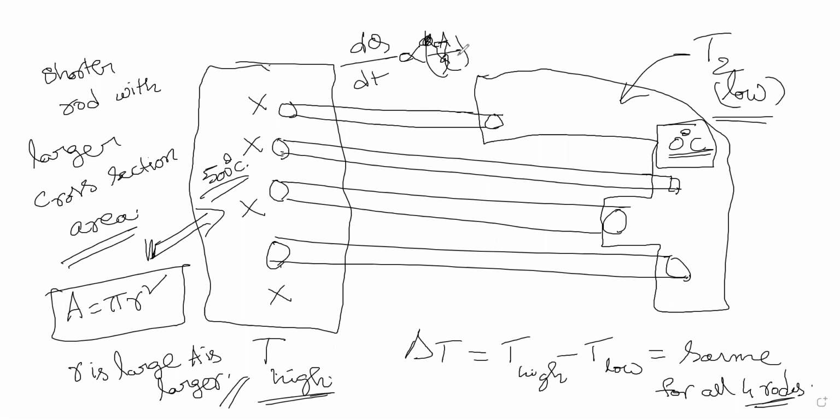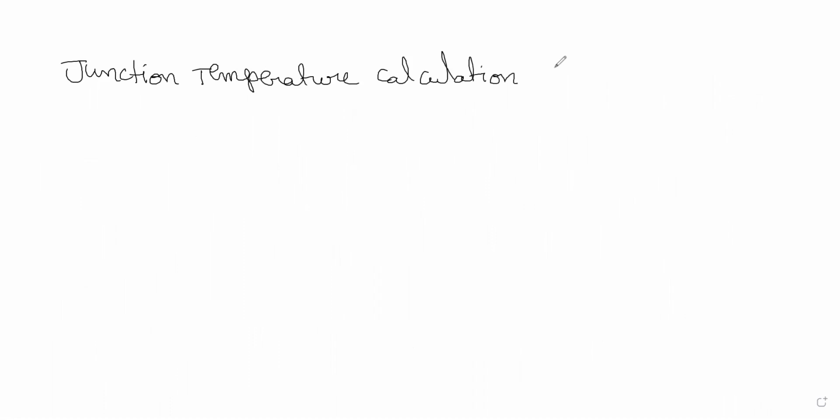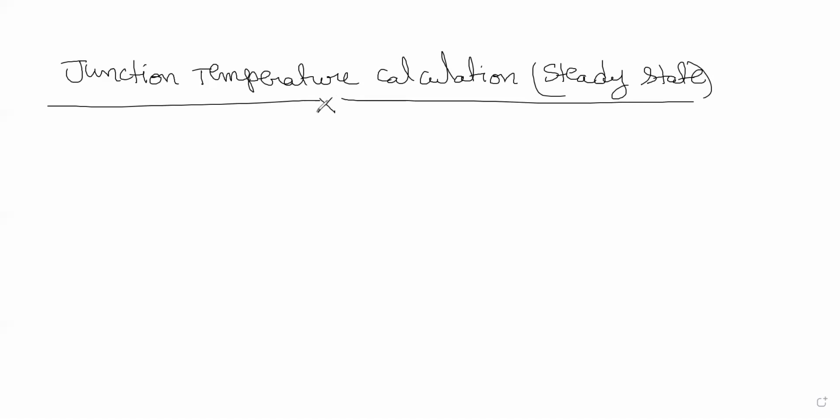The next one is the junction temperature calculation in steady state. What is the steady state? Steady state means the rate of heat transfer is the same throughout.